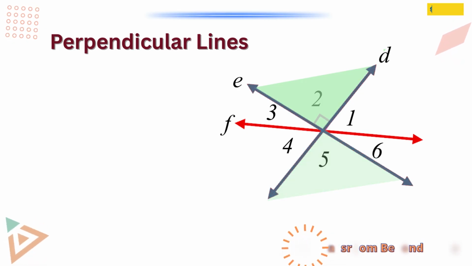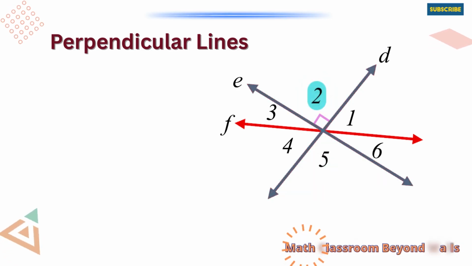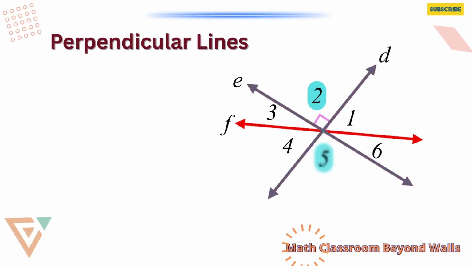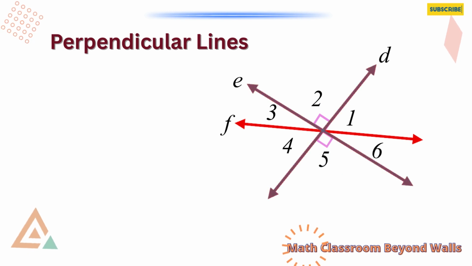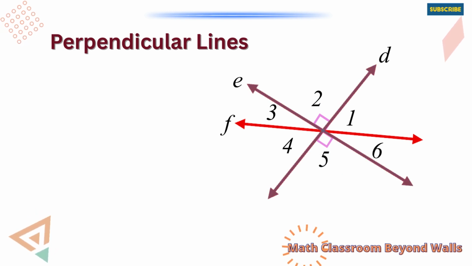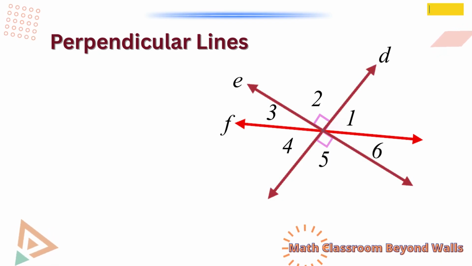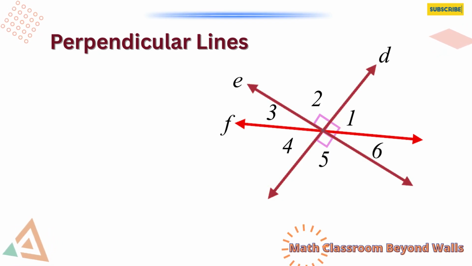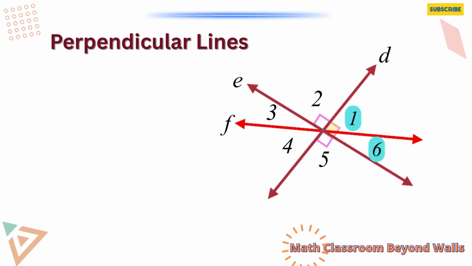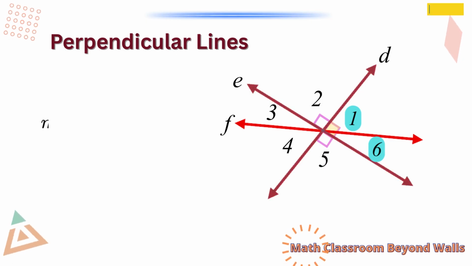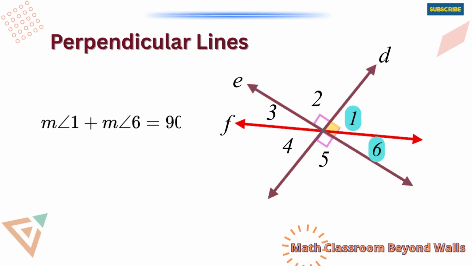Here's the other one. Remember that vertical angles are congruent, so if angle 2 is 90 degrees, then angle 5 is also 90 degrees. Did you get it, learners? Remember that the right angles are formed at the intersection of 2 perpendicular lines, so here is another one. Here, the box is on 2 angles. It means that the measures of the 2 angles add up to 90 degrees. That is, the measure of angle 1 plus the measure of angle 6 equals 90 degrees.